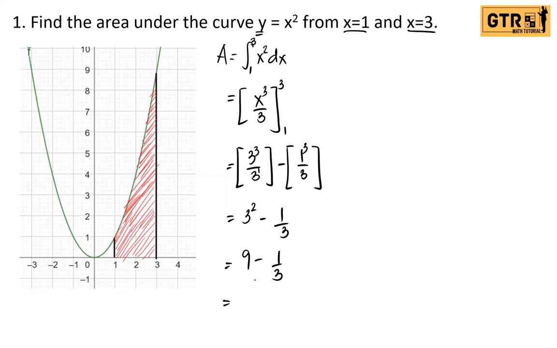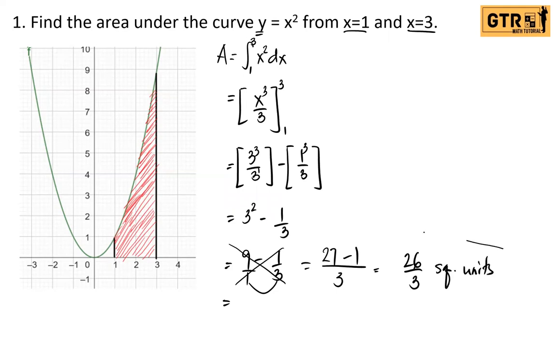So for the final answer, just use the butterfly method: put 9 over 1 and then cross multiply the denominator. Therefore the answer is 9 times 3, we have 27, minus 1, over 1 times 3, we have 3. Final answer is 26 over 3 square units.